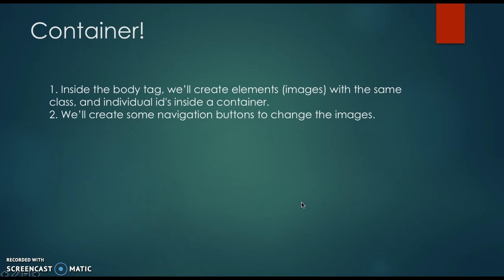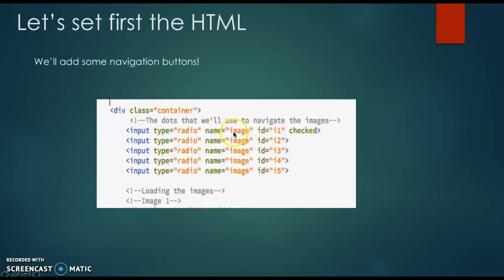So for this purpose, we're going to create a container inside the body tag, and this container will have 5 elements in my example, and these elements are going to be the images. They will have the same class, but they will have different IDs. And we are also going to create some dots, which we're going to use to navigate from one image to another. So let's start with the HTML.